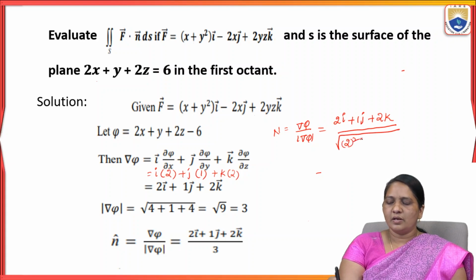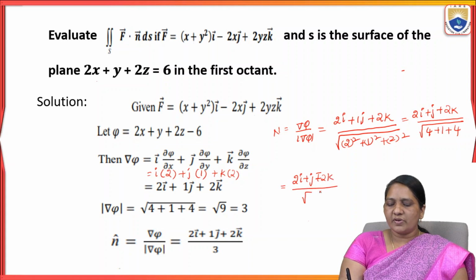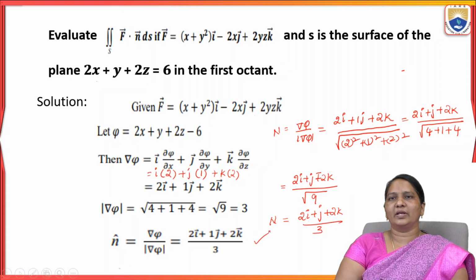So 2 square plus 1 square plus 2 square. Finally this is 2i plus j plus 2k by square root of 4 plus 1 plus 4, which is 9. So this value is 2i plus j plus 2k by square root 9. The square root of 9 is 3. So finally n equal to 2i plus j plus 2k by 3. This is the value of n.